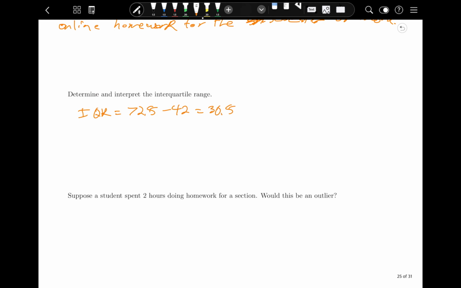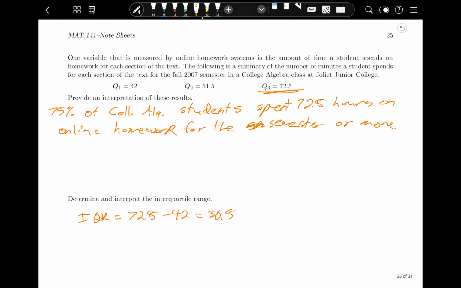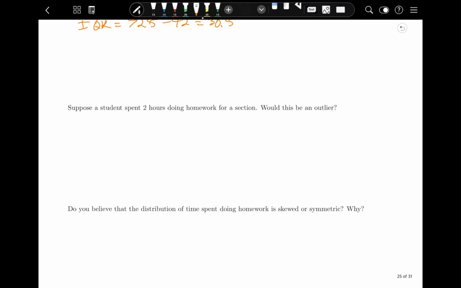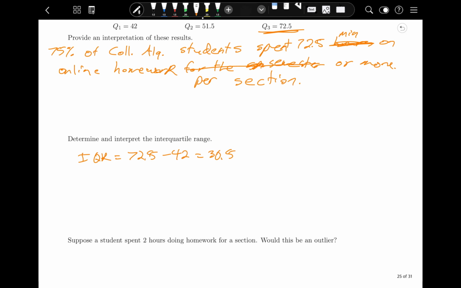So suppose the student spent 2 hours doing homework for a section. Oh, except this shouldn't be hours. Sorry, I misread this problem. This is minutes on online homework per section. Okay. So suppose the student spends 2 hours doing homework for a section. Would this be an outlier? Well, to do that, we just need to find the lower fence and the upper fence. So the lower fence is 42 minus 1.5 times 30.5, and the upper fence is 72.5 plus 1.5 times 30.5.